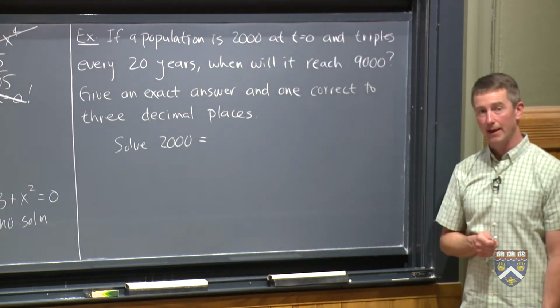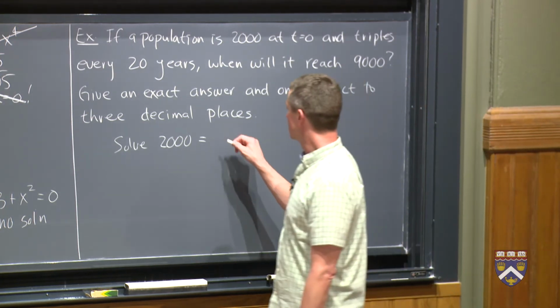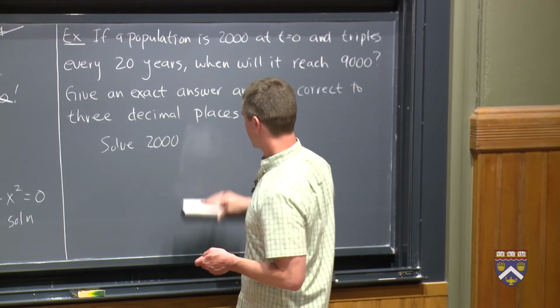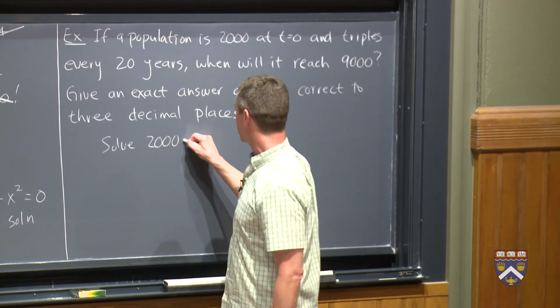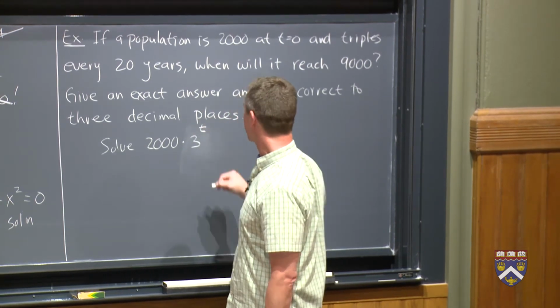And we are tripling every 20 years. Tripling means you're multiplying by 3. So I'm going to put 3 as my... nope, just kidding. Don't want that equal sign yet. 2,000 is what we've got at time 0. We're tripling every 20 years, so we're multiplying by 3.